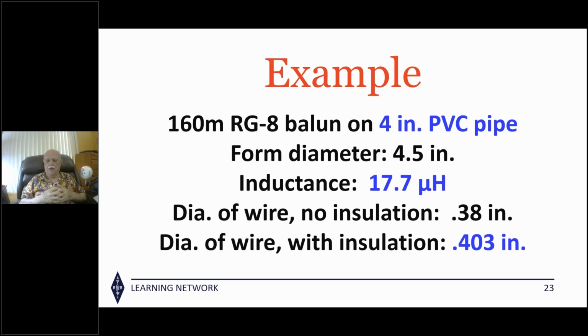Look it up on the internet or measure it. A 4-inch piece of PVC pipe has an outer diameter of 4.5 inches. PVC is measured on inside diameter. So the outer diameter, 4.5 inches, is one of the numbers we need.